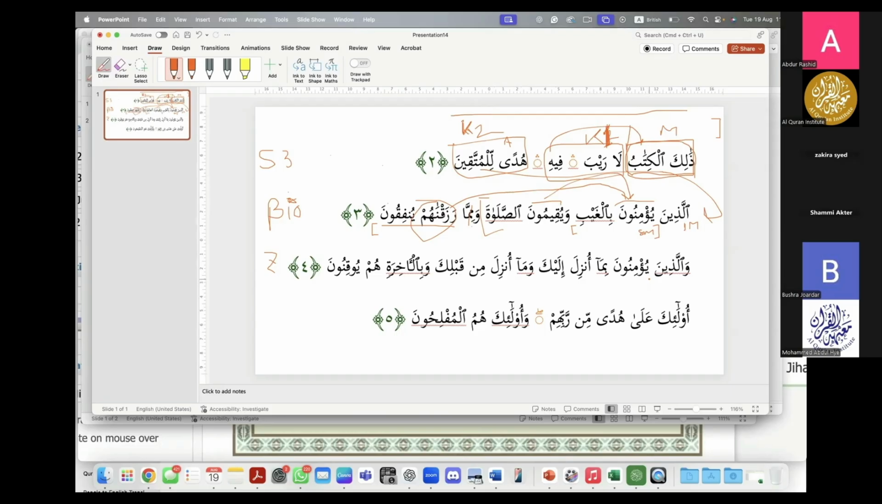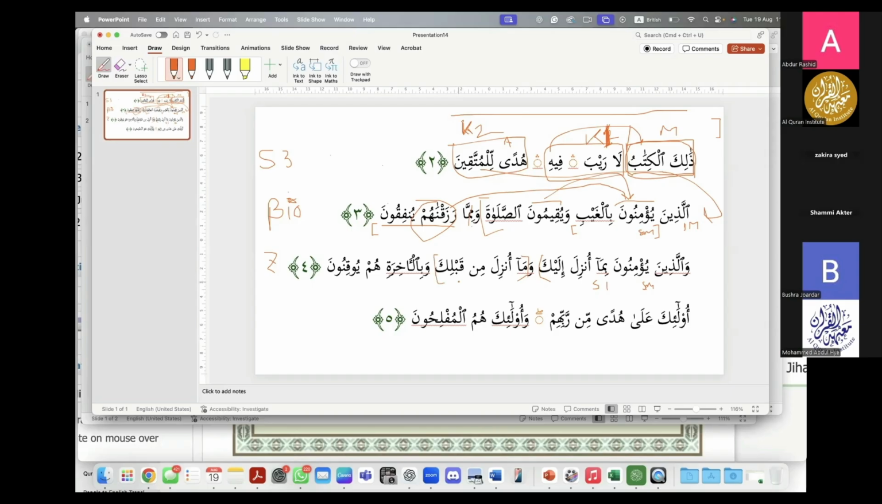Unzila ilayk. Here we have form for verb, and ilayka is jar majroor mutalliq bil fail unzila. Okay, and then Silatul Mawsul starts here. Where does it finish? Yu'minuna bima unzila ilayk. Okay, here one more ataf is started. Wow. And then ma unzila min qablik. This is one more silatul mawsul.